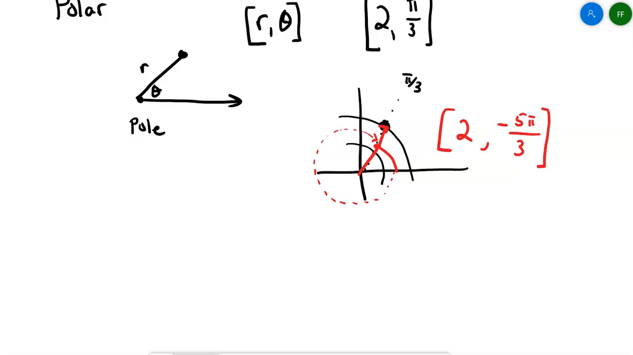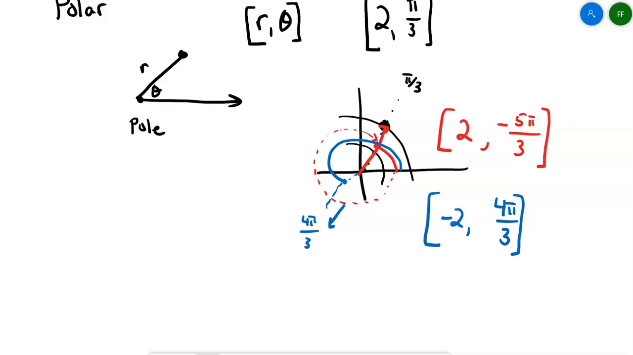Oh, but wait, there's more. Suppose instead of coming up here to pi over 3, I decided I was going to walk around to the other side here, which would be at 4 pi over 3. But 4 pi over 3 goes down this way. I want to go the other direction. So I'm going to walk myself around the unit circle until I get to 4 pi over 3, and then I'm going to walk backwards 2 units. Okay, so I can have such a thing as a negative radius. If 4 pi over 3 goes down, pi over 3 goes up. So I'm going to go up to that same point by going 2 units backwards.